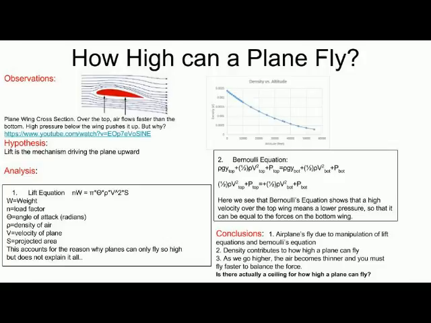In conclusion, airplanes fly due to manipulation of lift and Bernoulli's equation. The max height is affected by airplane speed and the density of the air. As your height increases, your density goes down. Also, as your height increases, there is less air above you, so the airplane must fly faster in order to balance out the forces. All of this affects how high a plane can fly.